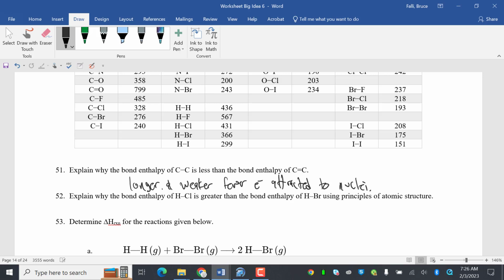The bond enthalpy of HCl is greater than HBr, using principles of atomic structure. That usually means size, right? So chlorine is above bromine. So chlorine, Cl, is smaller, therefore stronger.